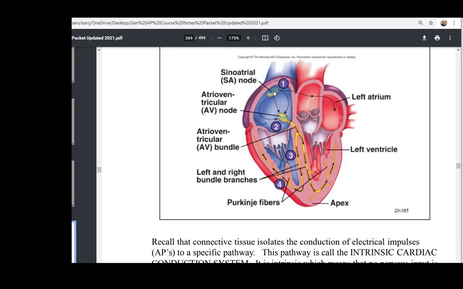So the impulse begins at the SA node, and that impulse spreads through the rest of the heart, and the atria contract. It goes to the AV node and then travels down into the interventricular septum, which is called the bundle of His, which is right here. And then these two, where it branches, are called the bundle branches. And then this impulse will run up the sides, called the Purkinje fibers. So these are all clusters of cells that can generate their own action potential and stimulate muscle contraction throughout the heart.